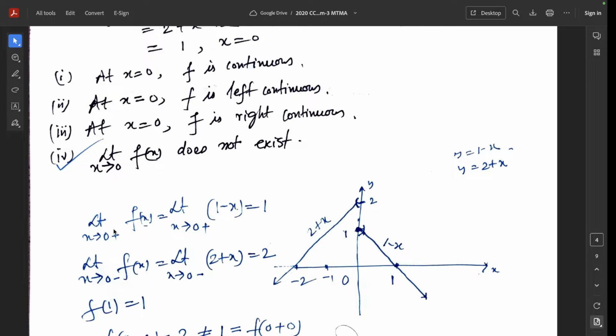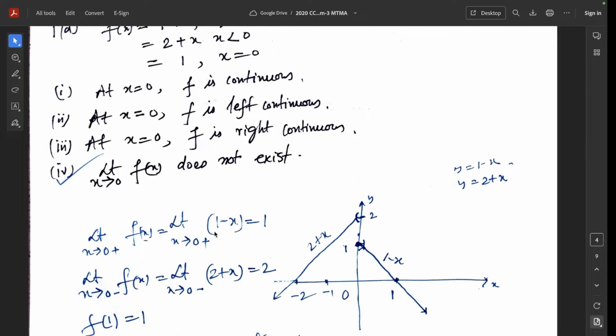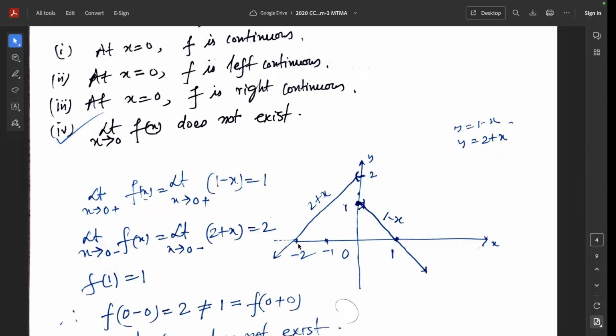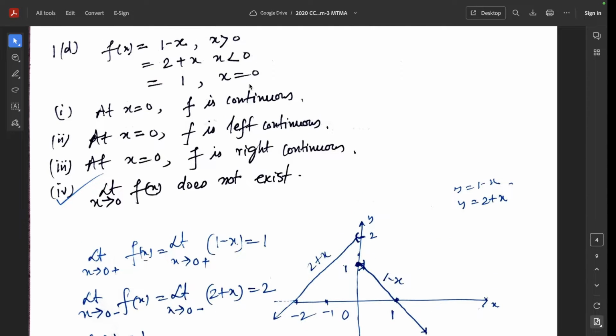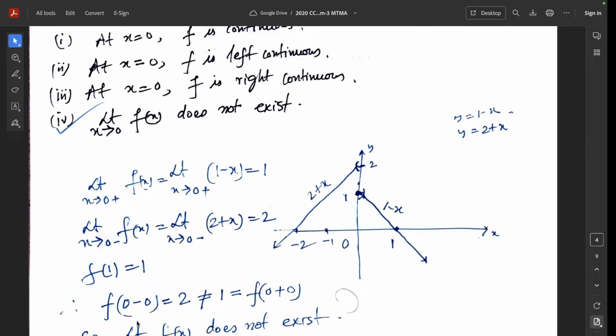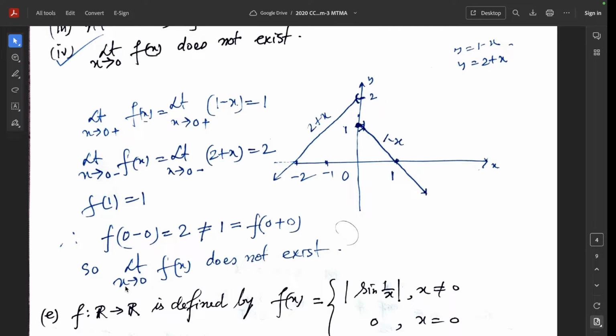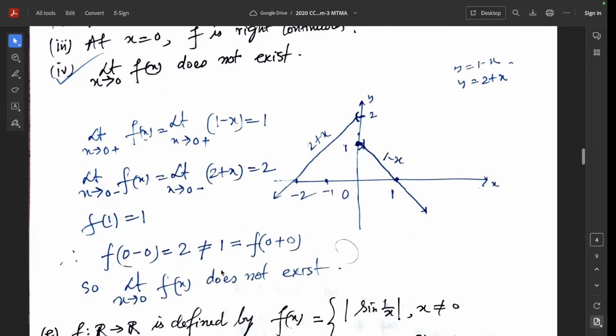First we find the right hand limit of f(x). The right hand limit as x approaches 0 plus of 1 minus x is equal to 1, and the left hand limit at 0 of 2 plus x is equal to 2, and f(0) equal to 1. It is given that f(x) equal to 1 when x equal to 0. So left hand limit and right hand limit are not equal, and hence the limit of f(x) does not exist.